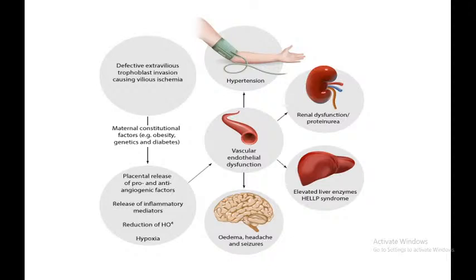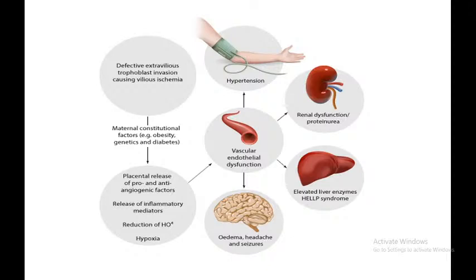So all these factors together. So one is the defective endovascular trophoblast invasion or remodeling. The other thing is the genetic factors. The other factor being the maternal constitutional factors, and together with the placental release or imbalance between the pro and anti-angiogenic factors. So all these together play in the various manifestations of this condition.